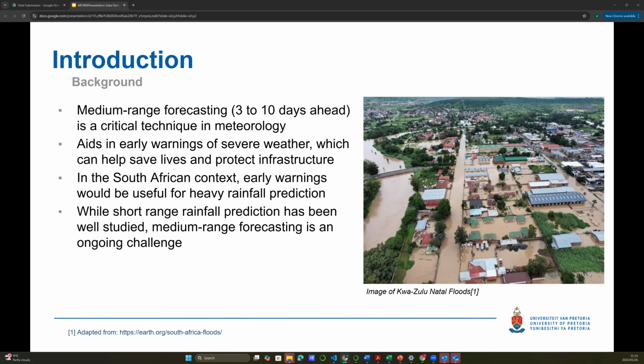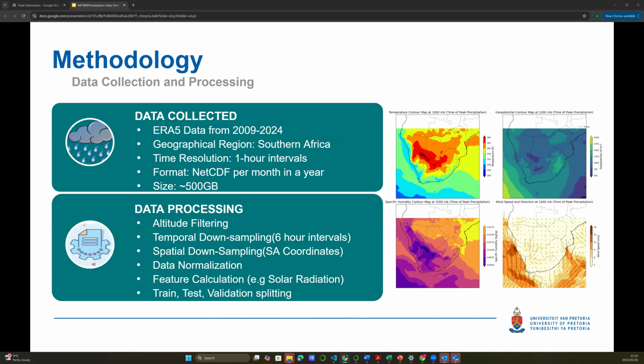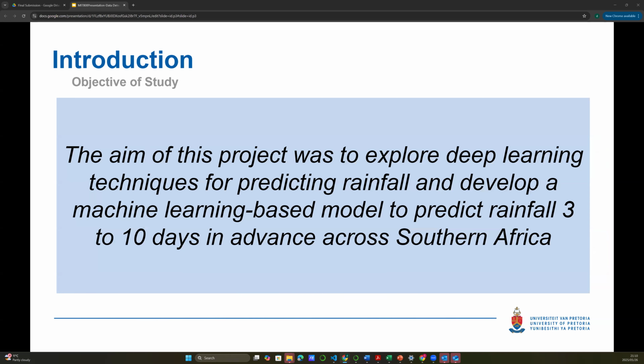In the South African context, early warnings are especially valuable for predicting heavy rainfall. While short-range rainfall forecasts have been extensively studied, medium-range forecasting continues to pose challenges. The aim of this project was to explore deep learning techniques for predicting rainfall and develop a machine learning-based model to predict rainfall 3 to 10 days in advance across Southern Africa.